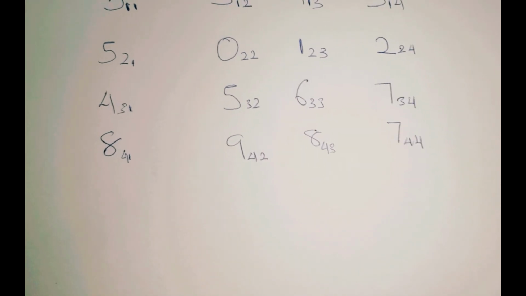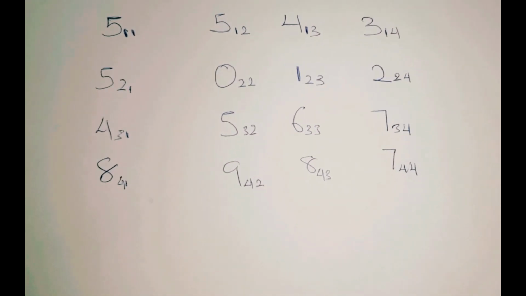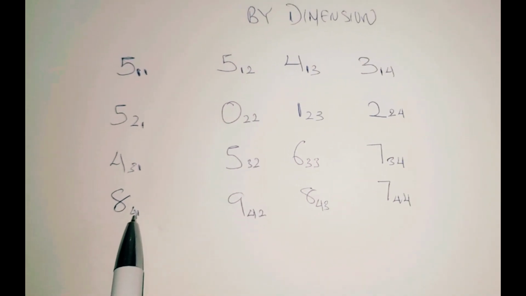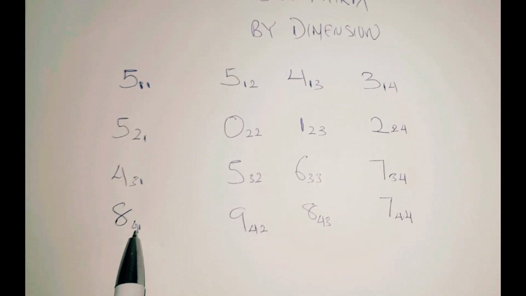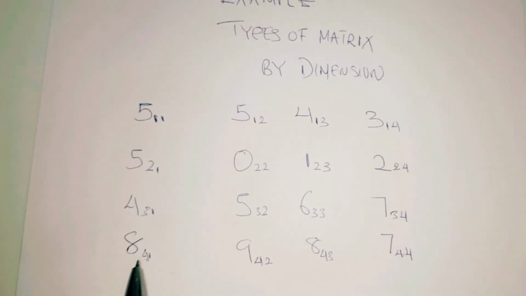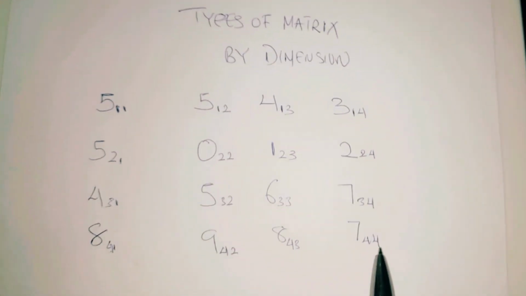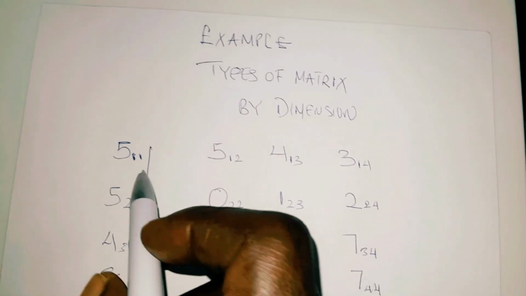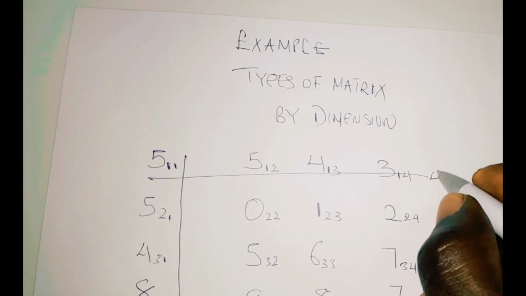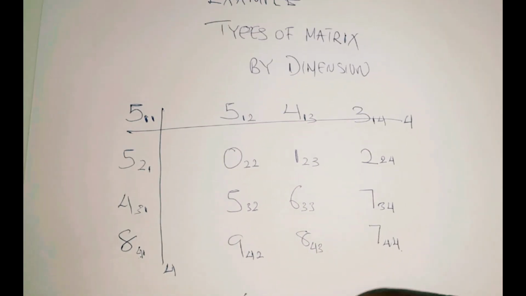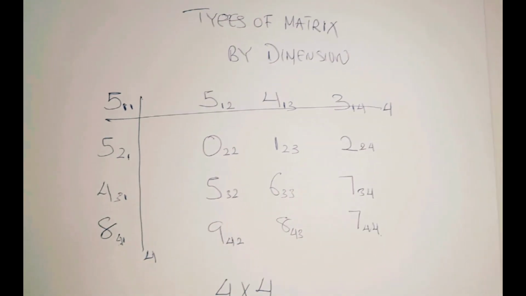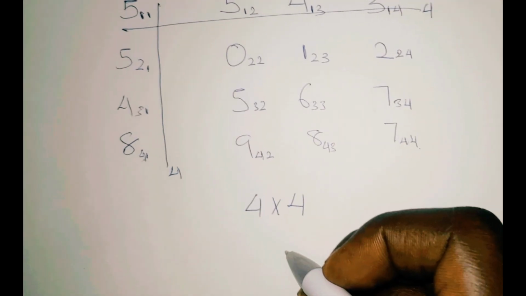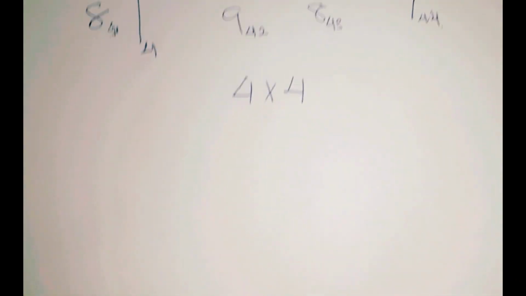This matrix, how do we know what dimension of matrix it is? As you can see, we have 4 rows and 4 columns. So it's a 4 by 4 matrix. So let's take another example.